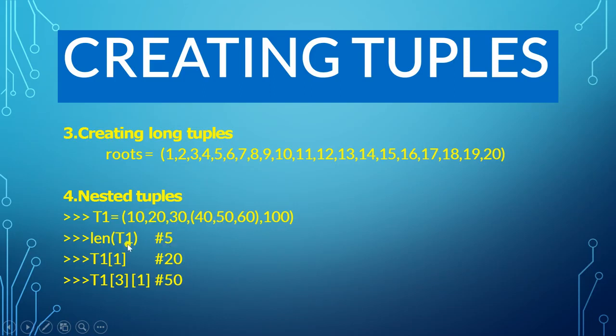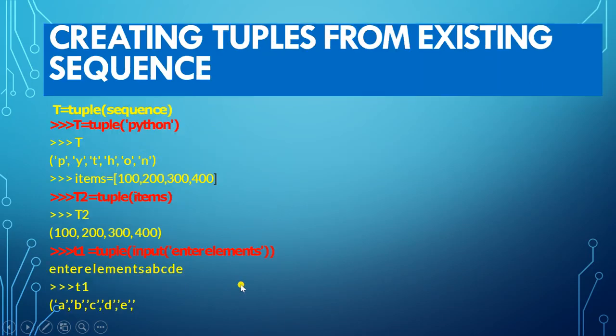When you calculate the length of this t1, it will give you the length 5, and t1[1] will give you the element 20, this one. And if you want to access an element of this inner tuple, then you have to write the first index, then the element index. This is t1[3][1], the element is this one, 50.